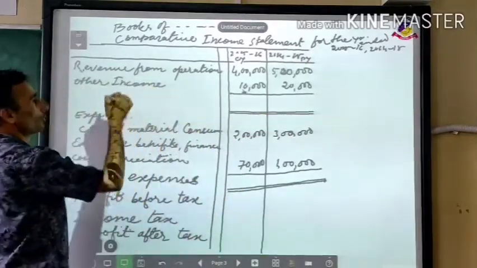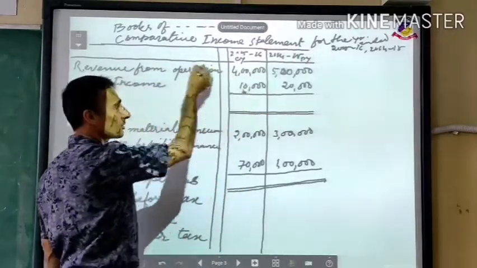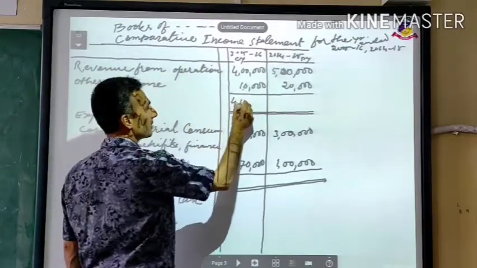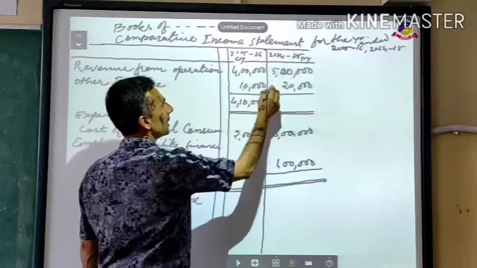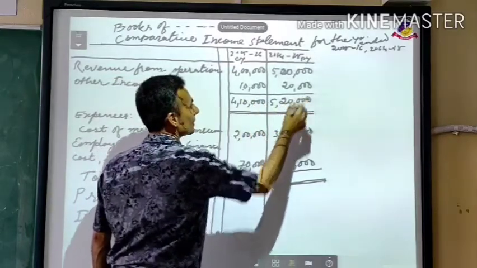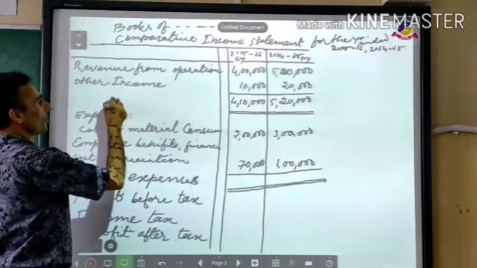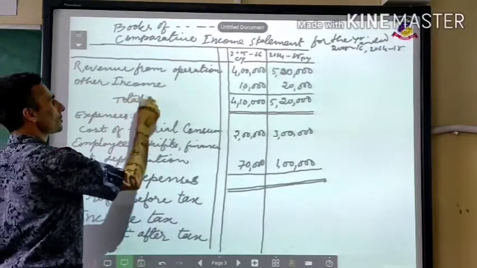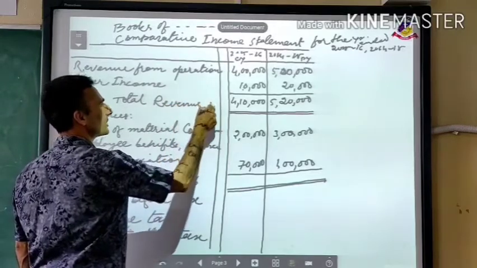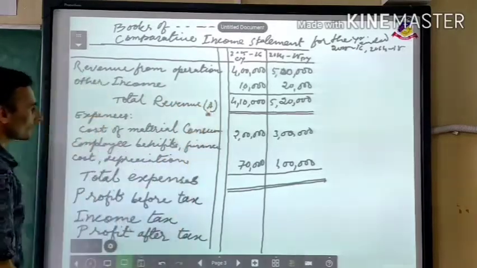So you have to take the total. Take the total of both of these incomes. So here you get 4 lakhs 10,000, and here you get 4 lakhs 20,000. And this is called total revenue, and I put this as A.